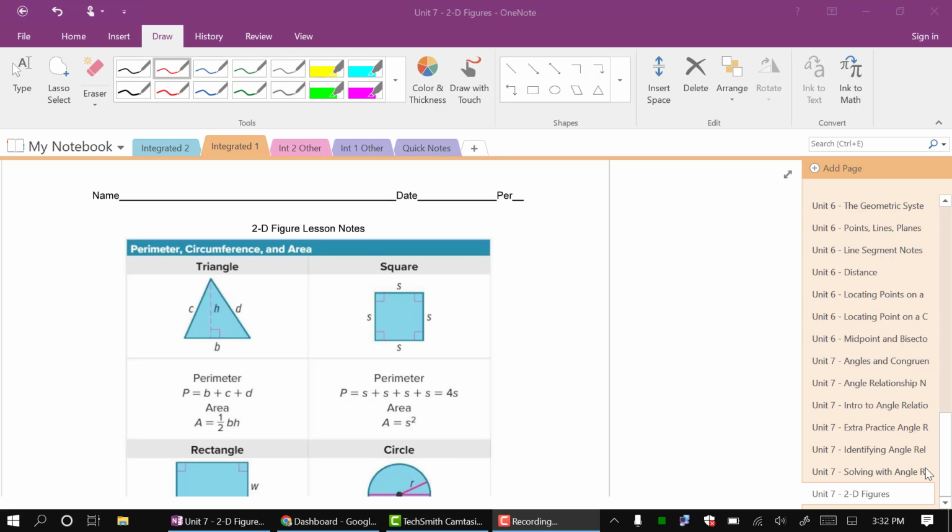Today we're going to be looking at 2D figures. So we have some figures here. Let's take a look at our different figures. So we have a triangle.